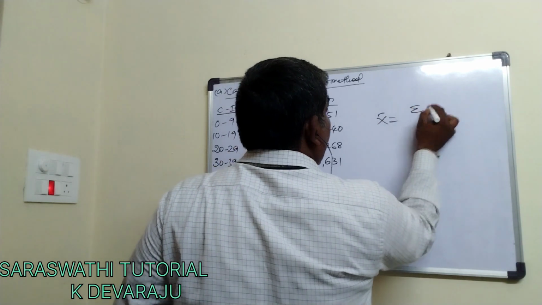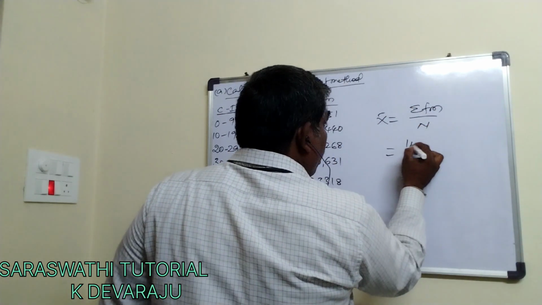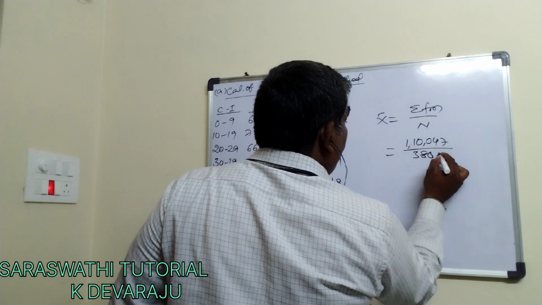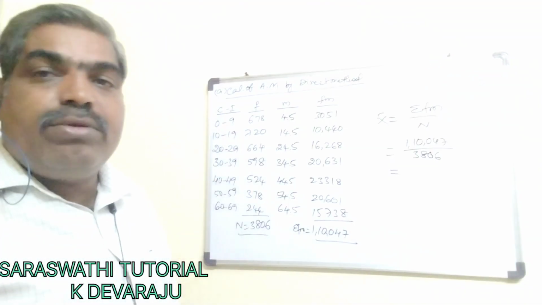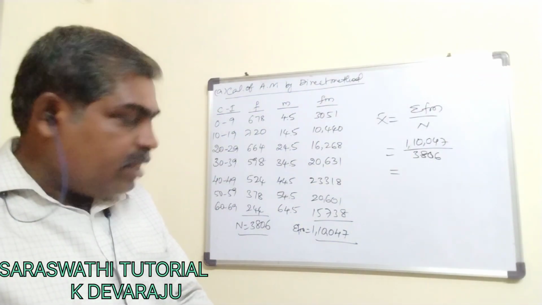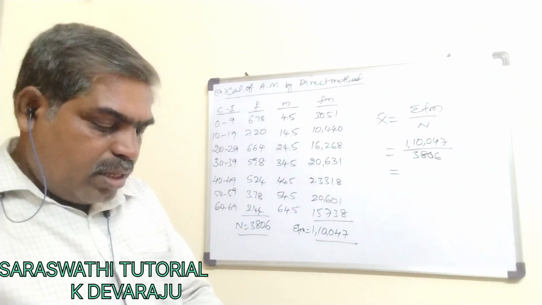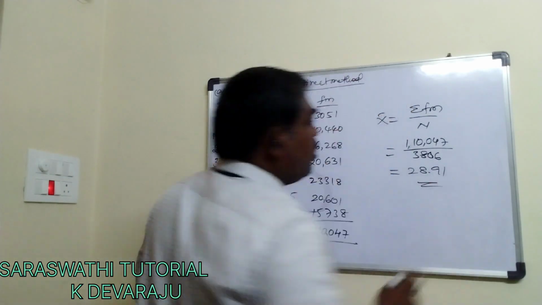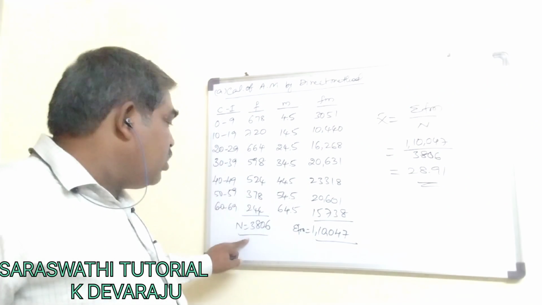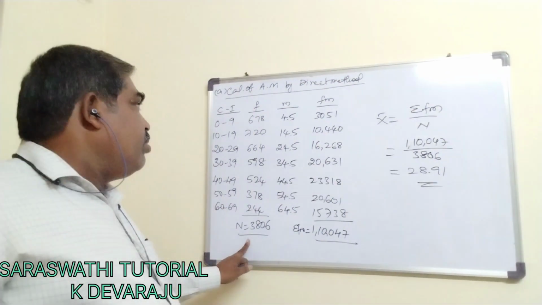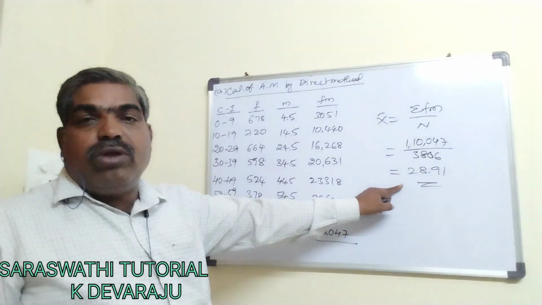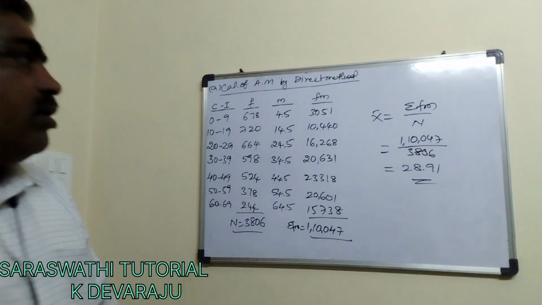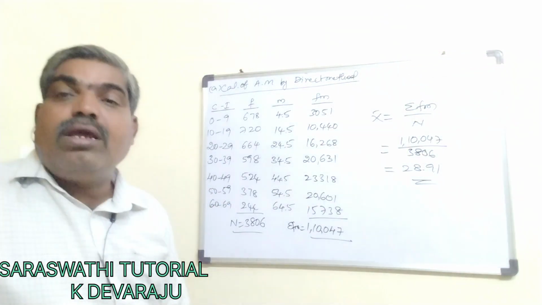The direct method formula is x bar equals summation fm by n, that is 1,10,047 by 3,806. The division of this will be 28.91. So for the entire 3,806 members, the average individually equals 28.91. This is the arithmetic mean by the direct method.